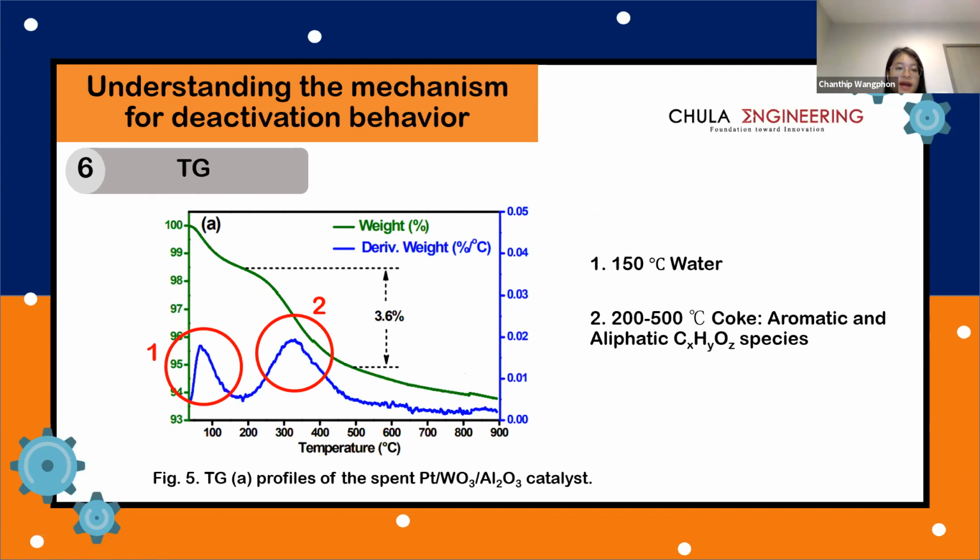And we can confirm by using TG and TPO analysis. This slide shows the results of the TG. From the profile, we can see that we have a two-stage weight loss. The first stage indicates the evaporation of physical water on the surface, and the second stage indicates the combustion of the coke on the surface.